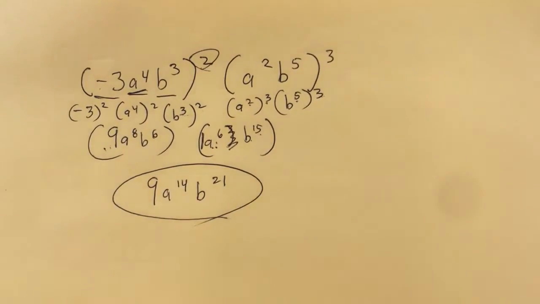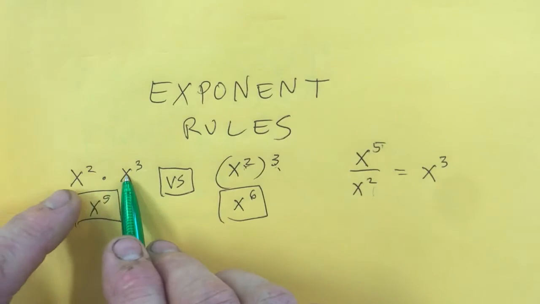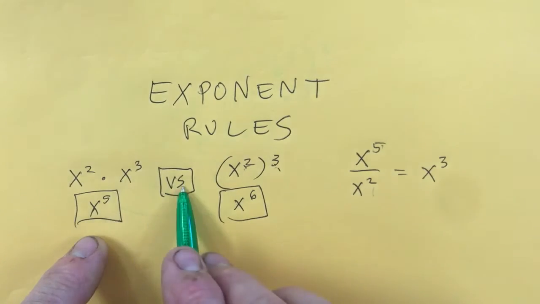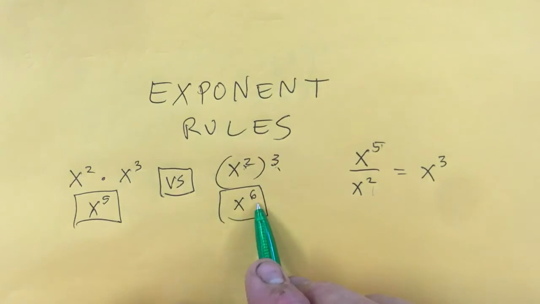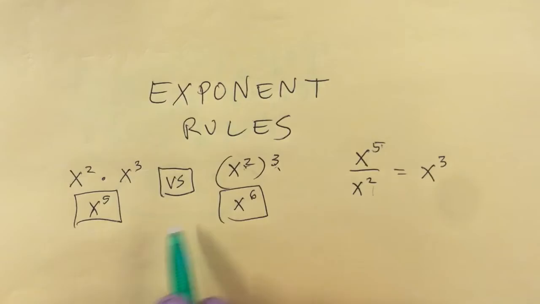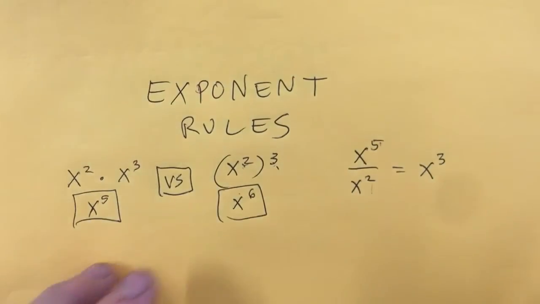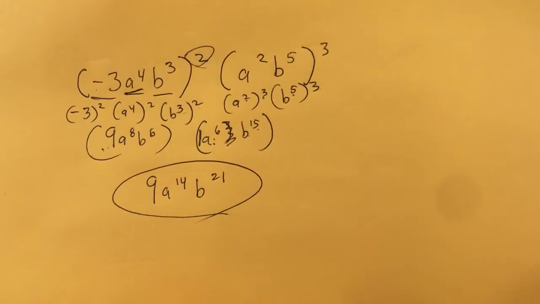Okay? And remember, the exponent rules, put this back on here. When you have two variables and each one has an exponent, you add those. Versus, if you have one variable and it has 2 exponents, that's when you multiply. So these two rules right here get mixed up a lot. So you got to make sure you know the difference between those two right there. Okay? All right. Now, we'll move on to the next problem.